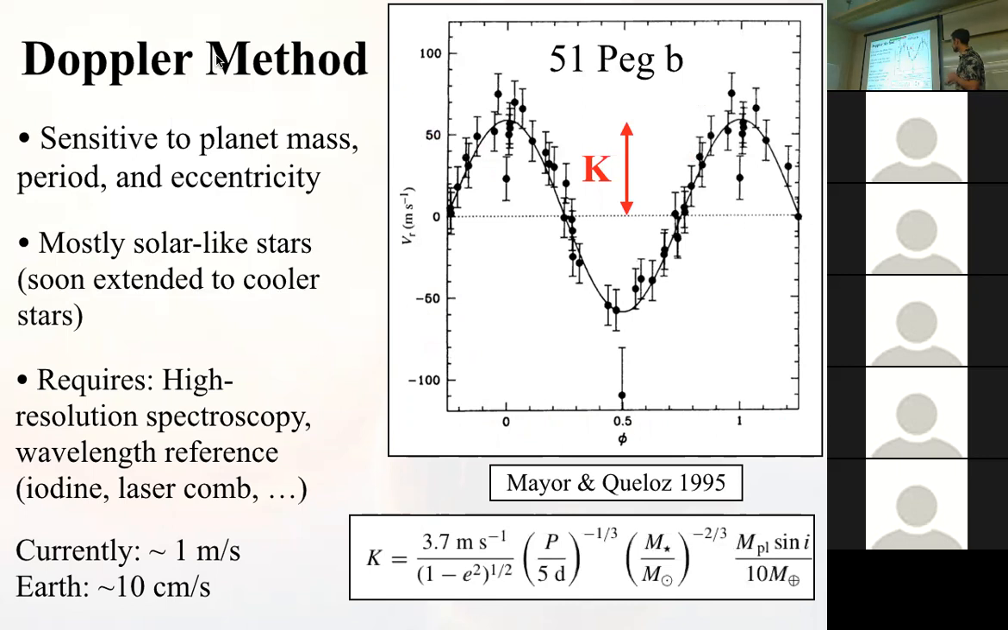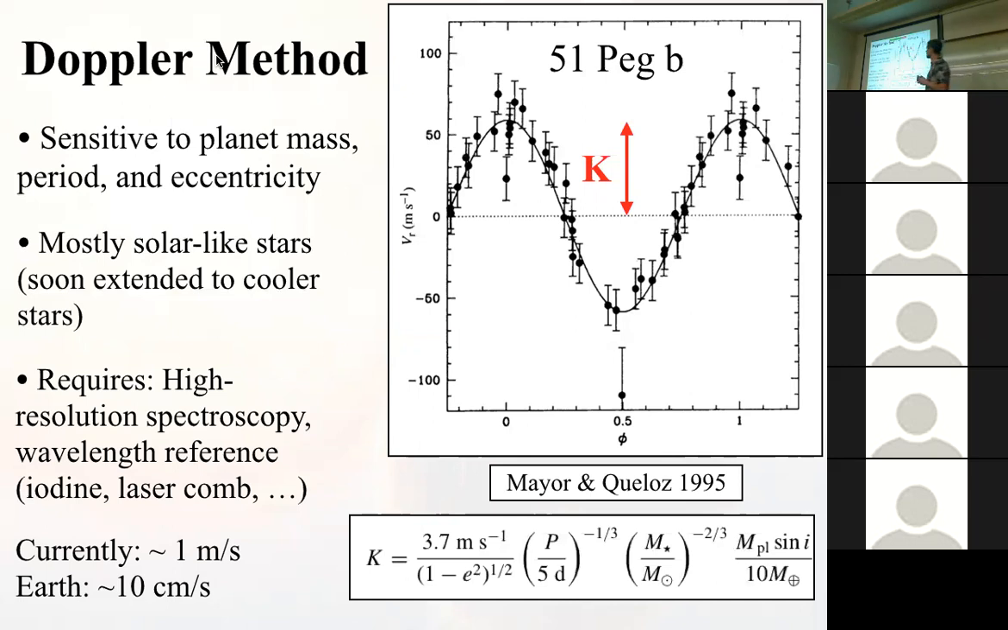So here's the expression down here for k. The more massive the planet, the larger the velocity signal will be, the Doppler shift that you have to measure. The Doppler method is sensitive to measuring the planet mass, of course the period, and also the eccentricity, so the shape of this curve will vary depending on whether the planet is in a circular orbit or an elliptical orbit.